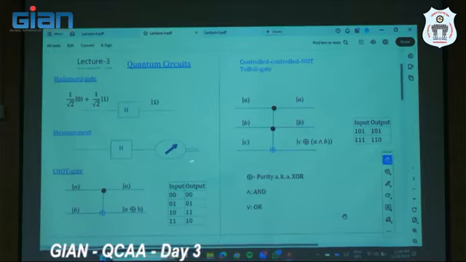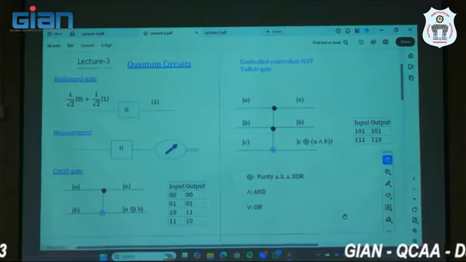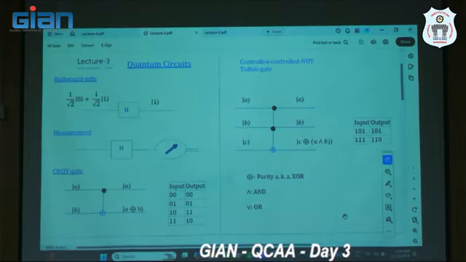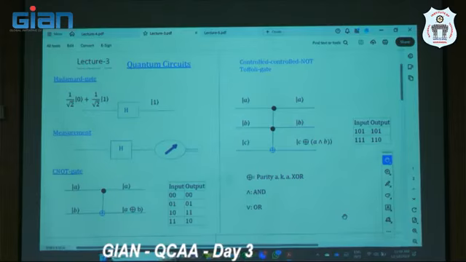And then we model a measurement by this symbol. This symbol here is measurement. And you can see that there is a single line. The single line represents qubits, and the double lines represent classical outcome, classical bits. That's why once we have done the measurement, we get a classical outcome, which we represent by double lines.